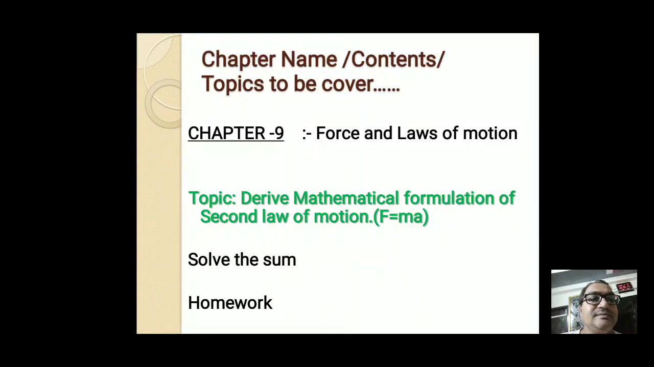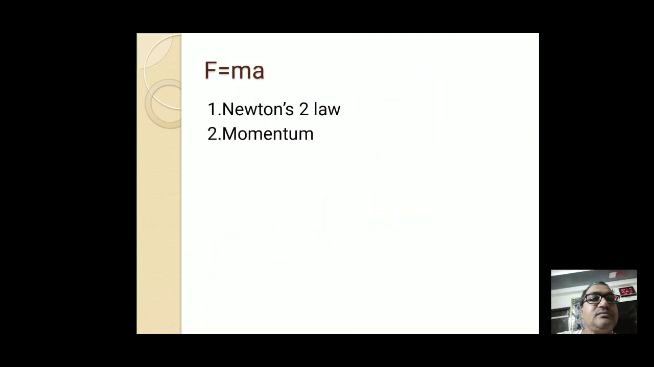In this video I am going to teach you some problems based on this F is equal to ma, and at the end of this video I am giving you certain questions that you have to write in your notebook and solve. So before going to derive this equation F is equal to ma, students, let's just focus on Newton's second law of motion and momentum. These two things are very important.